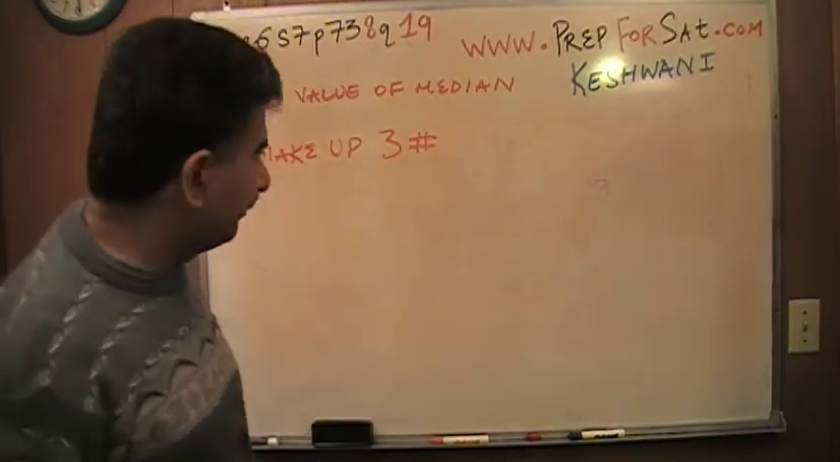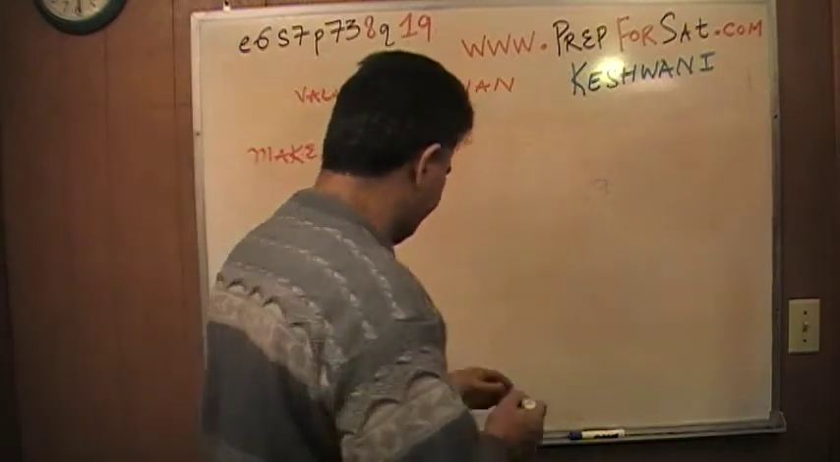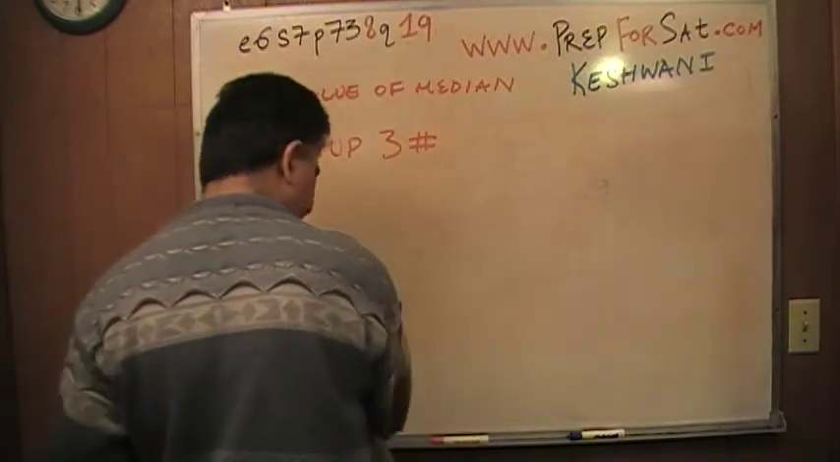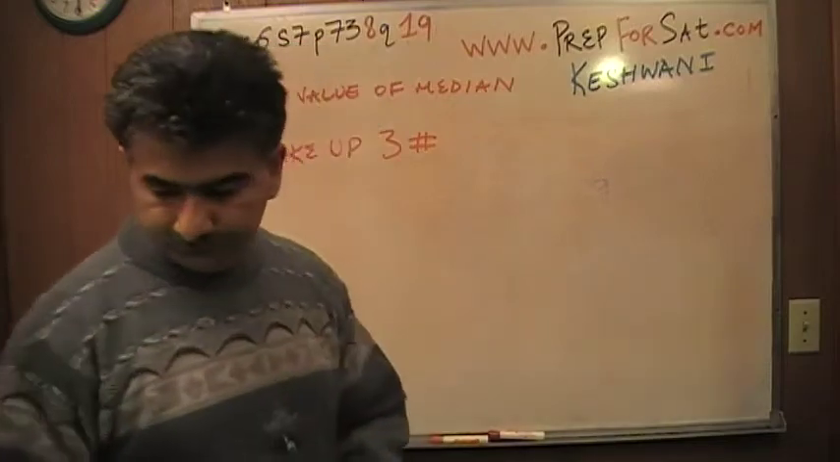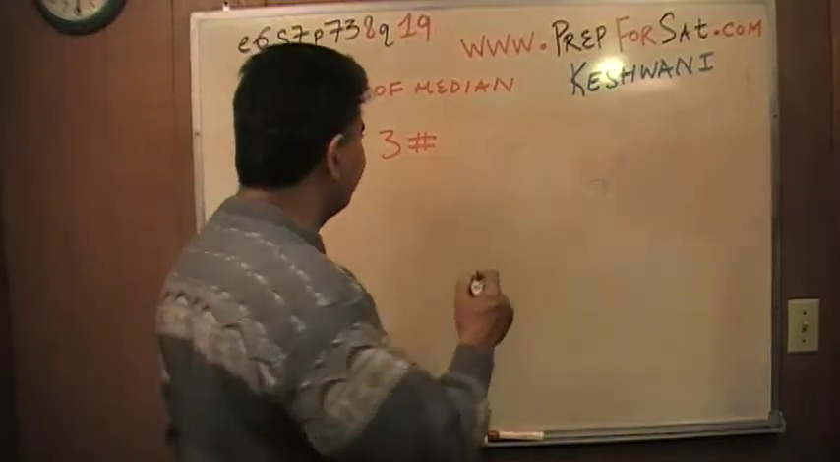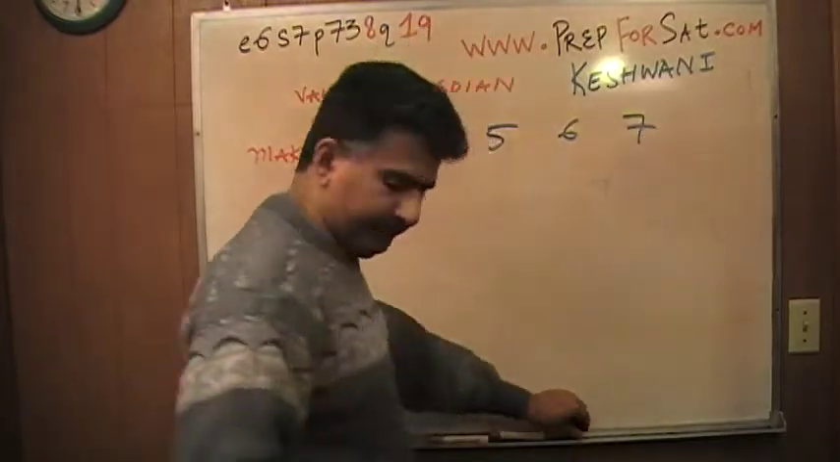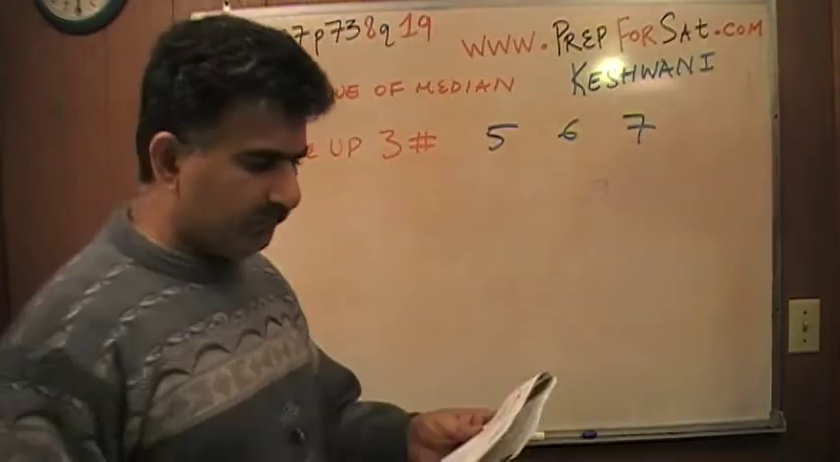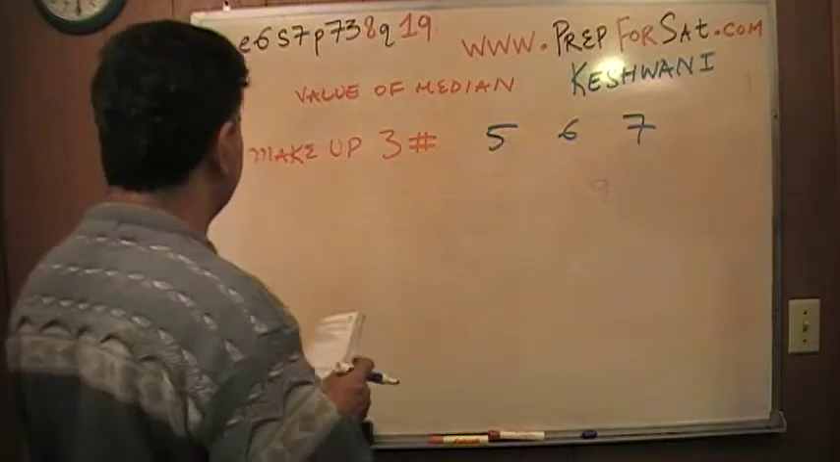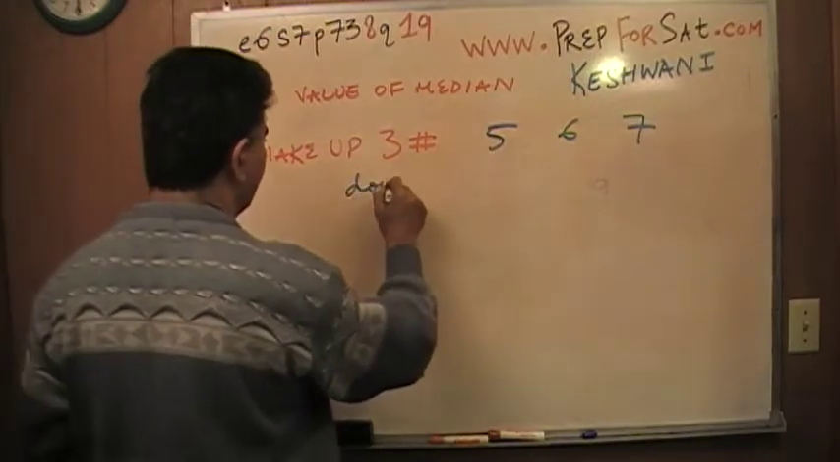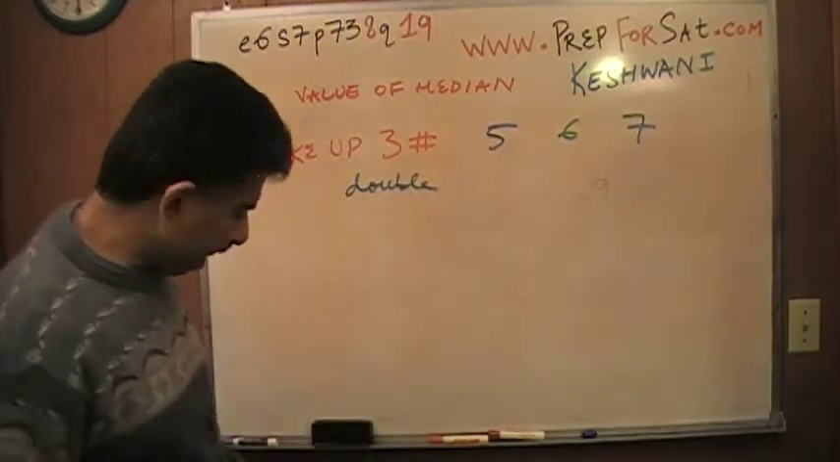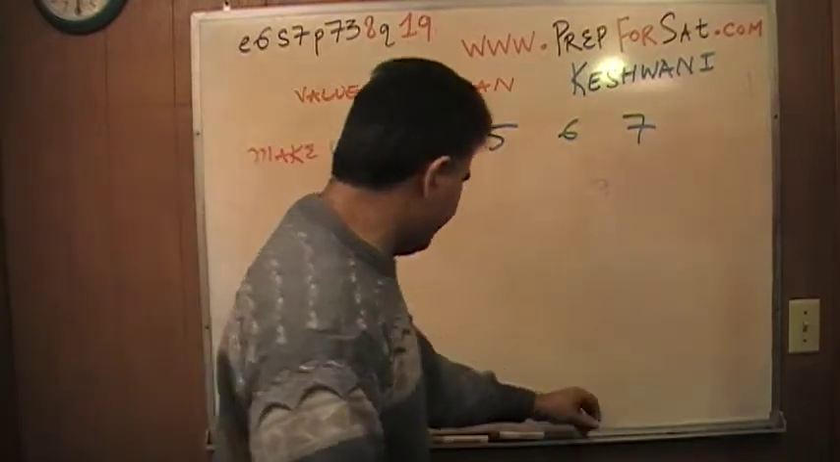So here we go. I'm going to make up 3 numbers here. What should I make up? I have 5, 6, 7 here, so I'm just going to stick with that. 5, 6, and 7. Let's see what A says. Double each number. All right. Double. I always use a different color for each of the answer choices.